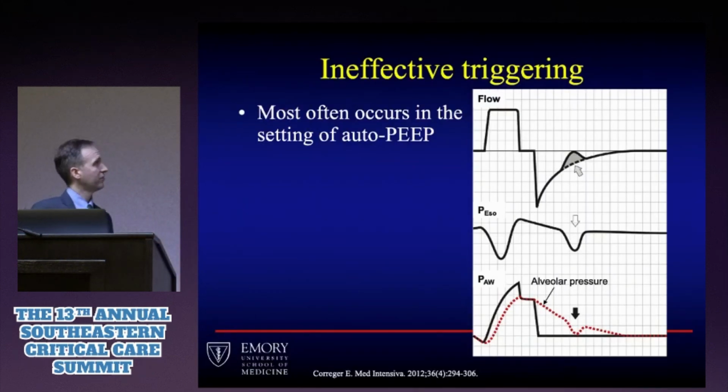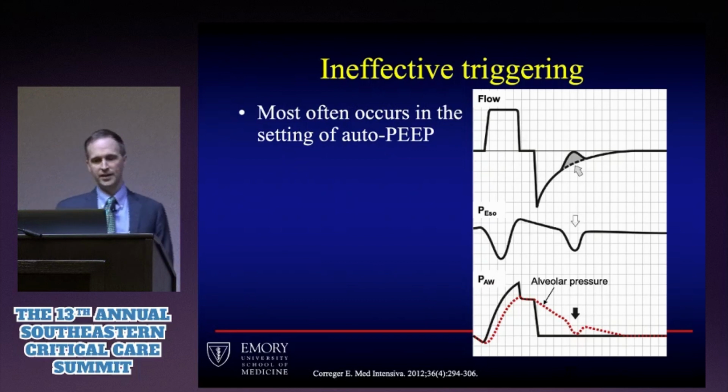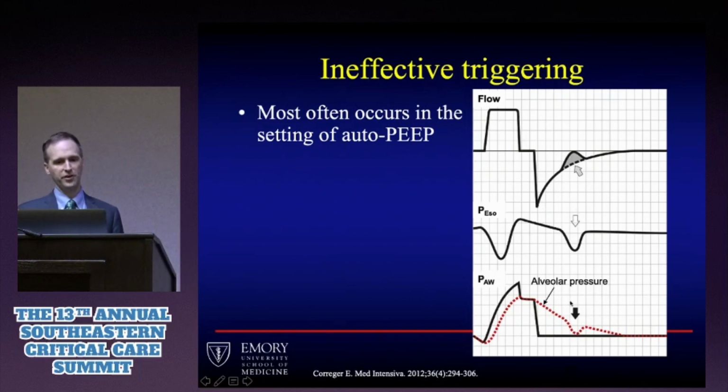Ineffective triggers are most often occurring in the setting of auto-PEEP, whether you know the patient has it or not. The way to find it is to use an esophageal pressure balloon, or if you don't have that, to look at the flow curve. Flow towards the patient is positive, flow away from the patient is negative, and if the patient's wanting to get a breath, they're going to pull that flow curve towards the top. So what I'm looking for are little notches on the flow curve or little dips on the pressure curve.